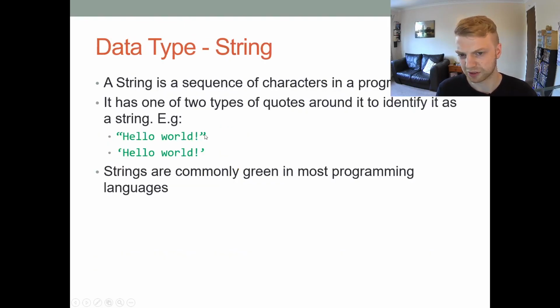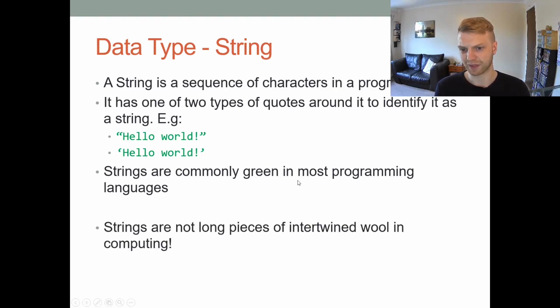So you might notice that it's gone green and we've got quotes. That's because the quotes mean it's a string. You can use double or single quotes. I use double. I think it's a bit weird to use single, but do what you want. A string is just the programming term for a word. And they're green in actually most programming languages, not just Python.